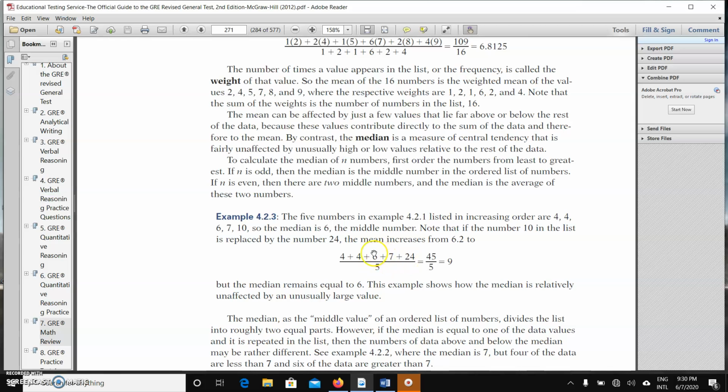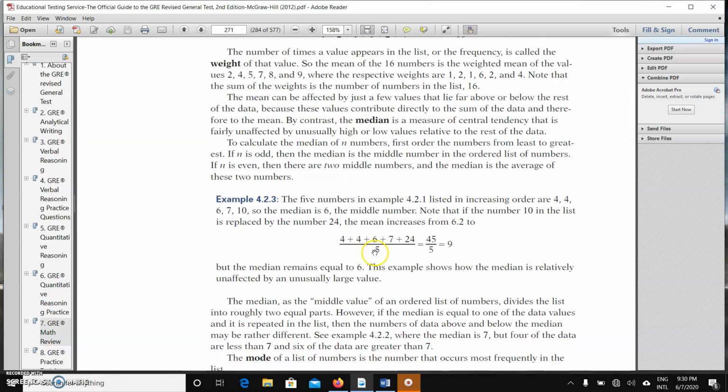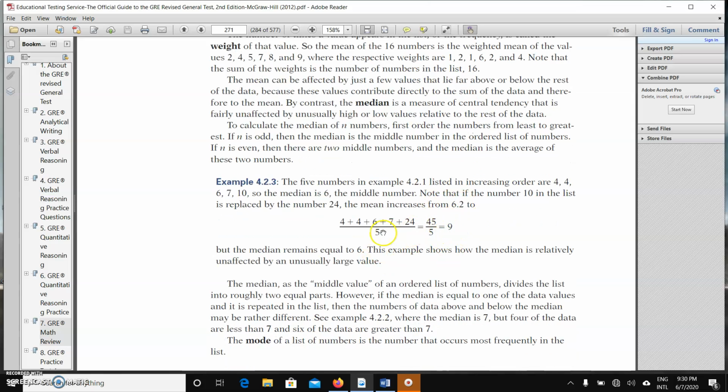1, 2. So 6 is the median now. The position 3 is the median, because when you pick out this median, the two sides are even. We have 2, we have 2. So 6 is the median. It's the middle number. 6 is the middle number. If you're supposed to calculate the mean now, you calculate it like this.